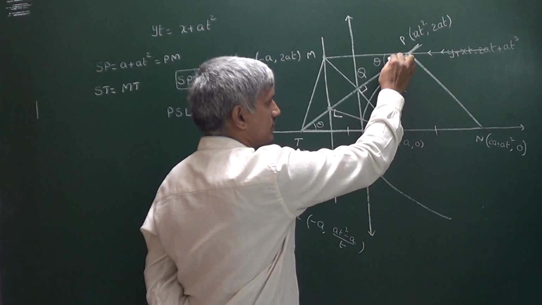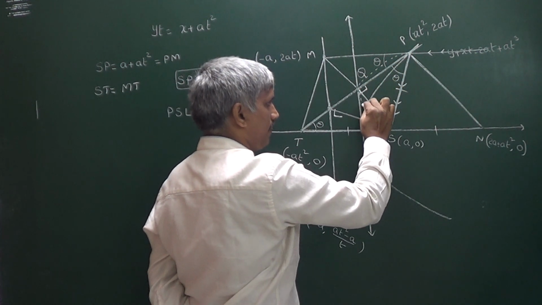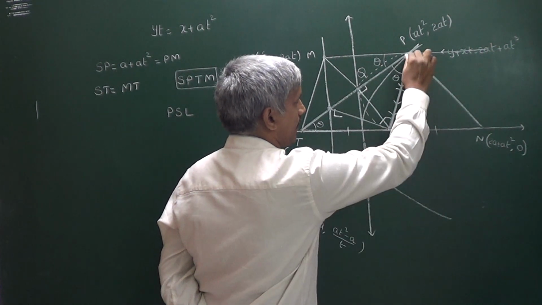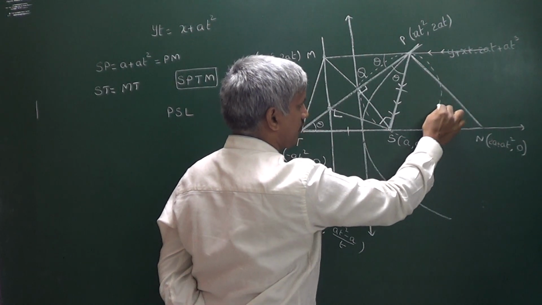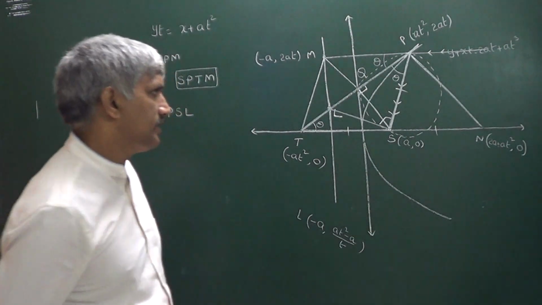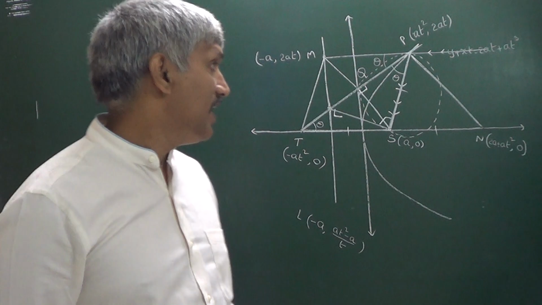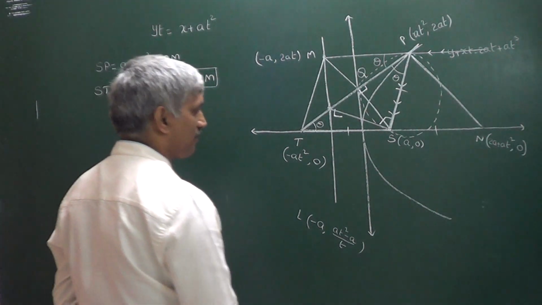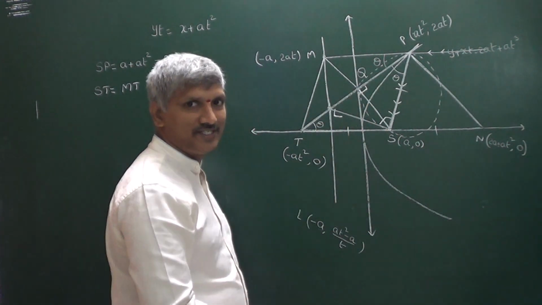So this is the circle. For that circle, this is the circle with SP as a diameter, which touches the tangent at vertex at a point Q. What is Q? Q is the foot of the perpendicular from focus onto the tangent, right?